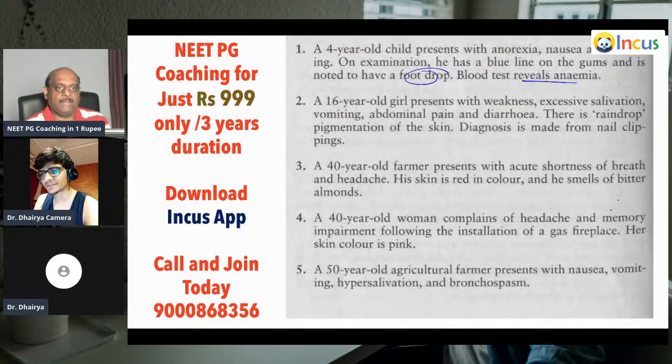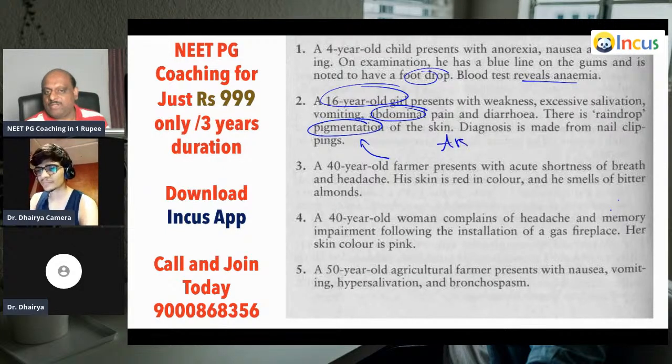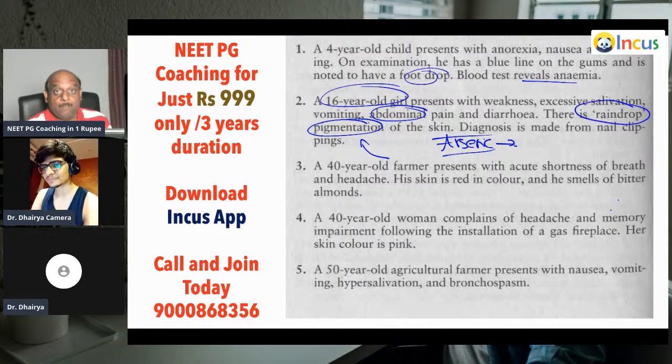Lead poisoning. Absolutely. 16-year-old girl, weakness, excessive salivation, abdominal pain, raindrop pigmentation on the skin, and what is your diagnosis? I don't know, sorry. This is the very famous poison that was detected in one of the Pakistani president's assassination case. It is arsenic poisoning. Arsenic is a tasteless, colorless poison, which is often used silently to kill people. Raindrop-like pigmentation is the classical feature of arsenic poisoning.